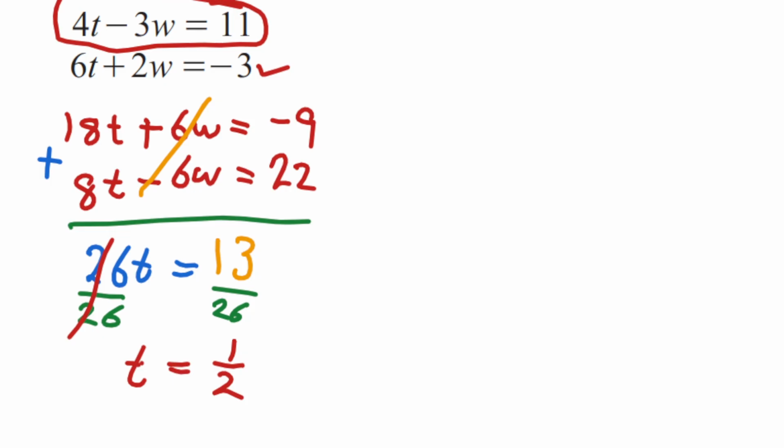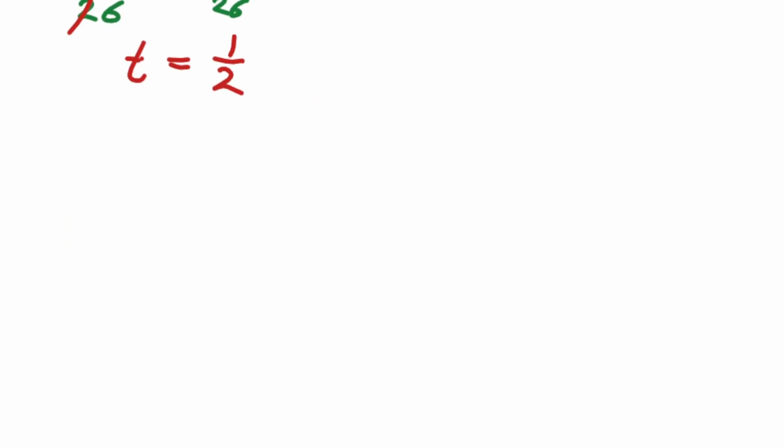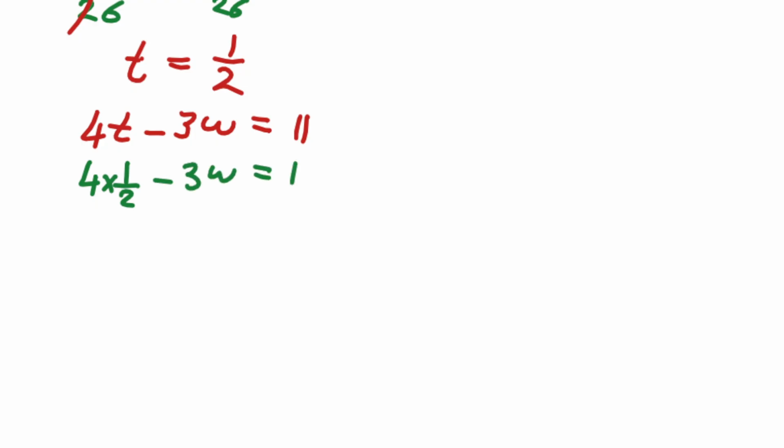So 4t minus 3w equals 11. Now, instead of t, substitute a half. So it's going to be 4 times a half minus 3w equals 11. What's 4 times a half? It's just half of 4. So it's 2 minus 3w equals 11. Now how do we solve for w?